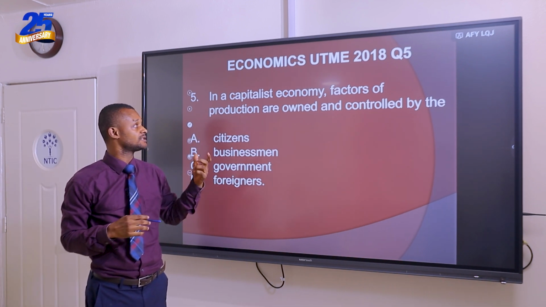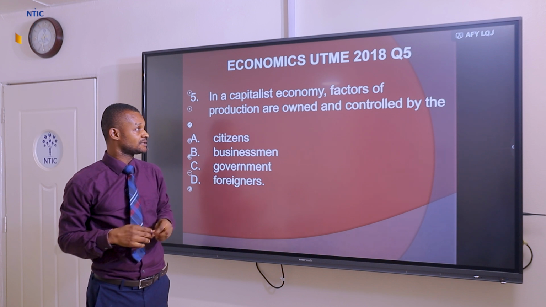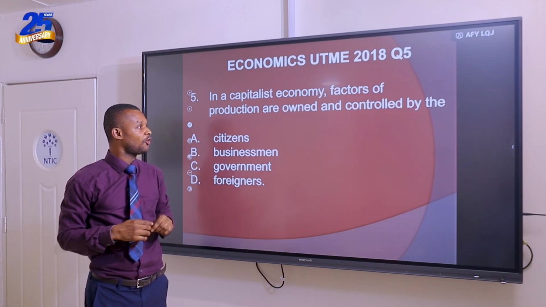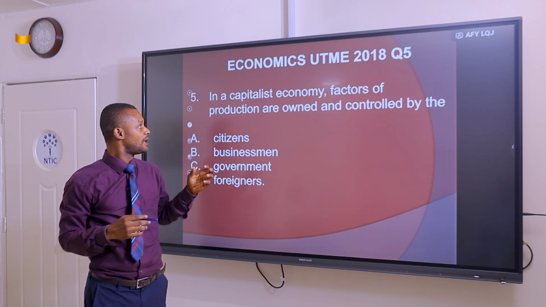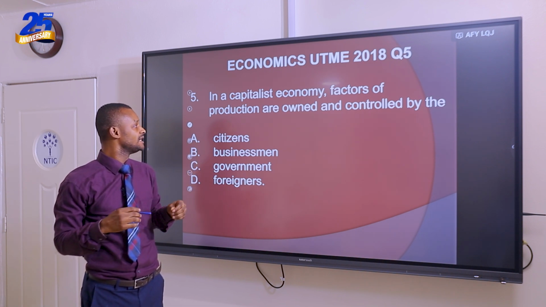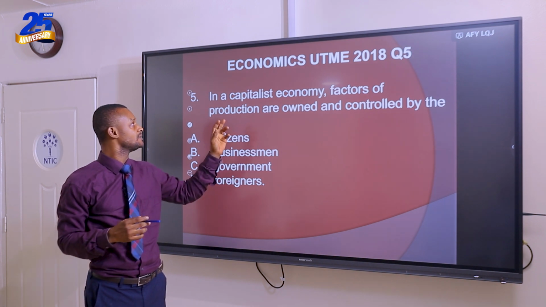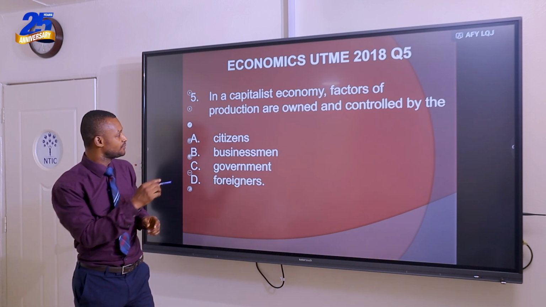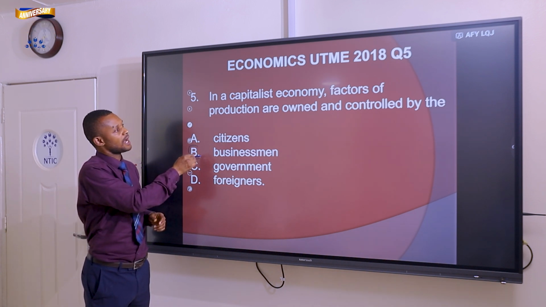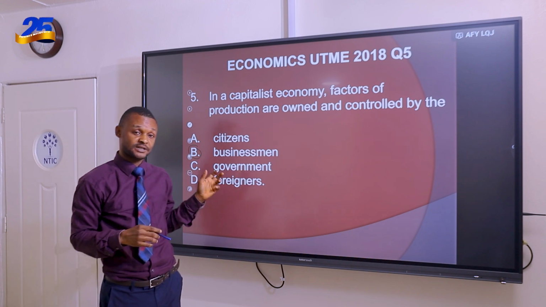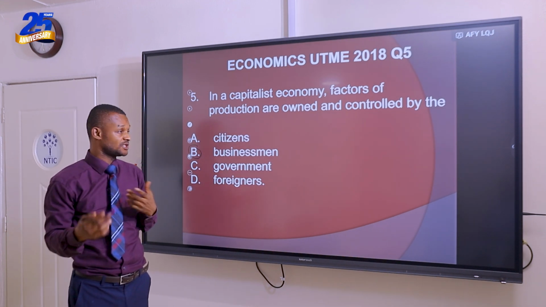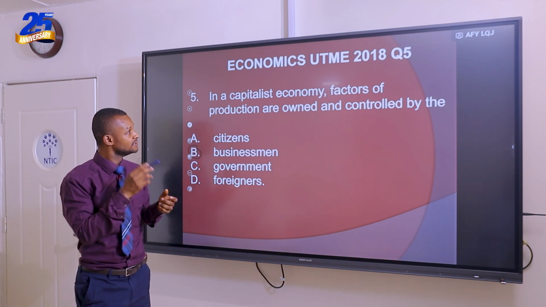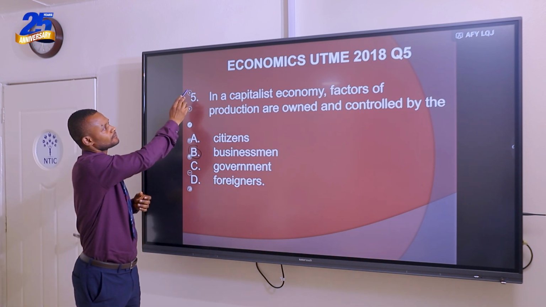Question 5. In a capitalist economy, factors of production are owned and controlled by. In a capitalist economy, or free market economy, we said the demand and supply is the one that determines price. In a capitalist economy, the question of what to produce and how to produce is determined by the citizens. And here, factors of production are owned and controlled by the businessmen. But the opposite is a socialist economy, where the government owns and controls these factors.